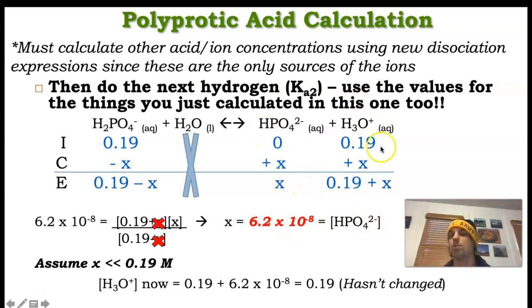The H3O+ concentration hasn't changed, so that's why I determined the pH in the last problem, because 0.19 plus this little tiny number is still 0.19. So now I have a concentration of HPO4. I can also figure out my concentration of H2PO4 by taking 0.19 minus this, which ends up being 0.19. So I'm done with my concentration of H2PO4 as well.